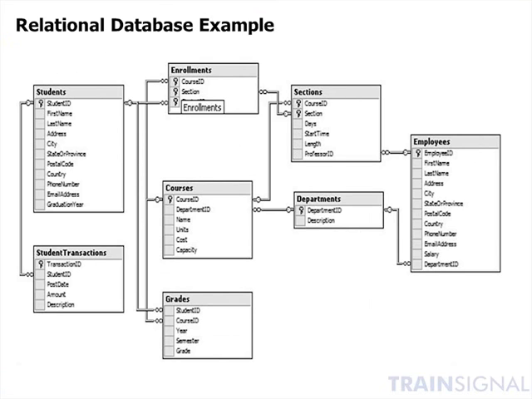Here's a larger version of that image so that we can talk about what it's showing us. Let's start over on the left-hand side where you'll see a box for students. So this is a flat file table, and it lists various pieces of information about these students: their first name, last name, their address, the city that they live in, and so on.